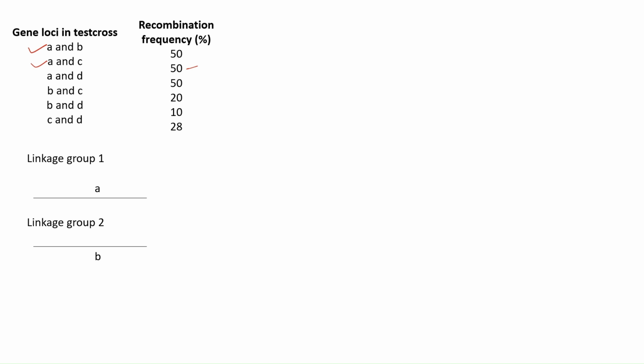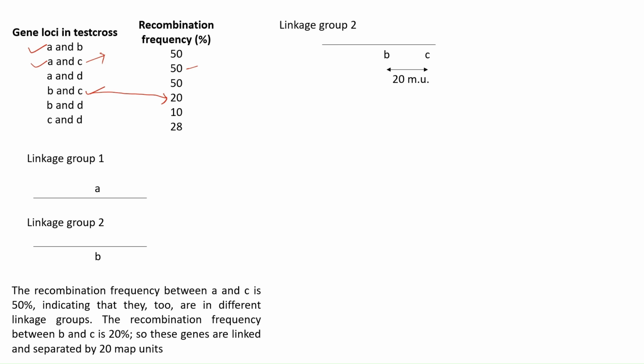What about B and C? We found that two linkage groups exist so far, A and B. So we have to see whether C is a separate linkage group or is present with B, because it is not present with A. Between B and C, the recombination frequency is 20%. So definitely C is also present along with B in linkage group 2, and the distance is 20 map units.